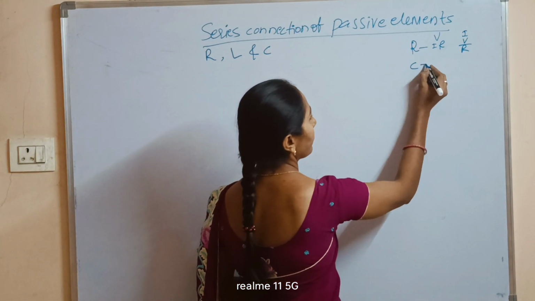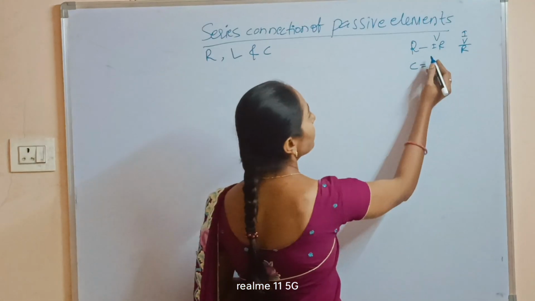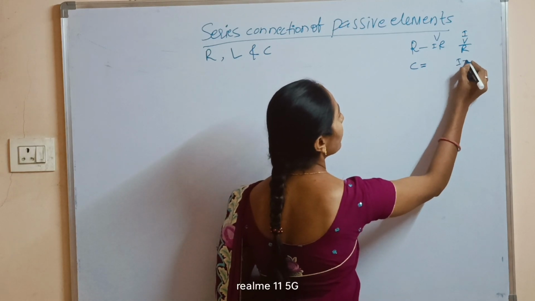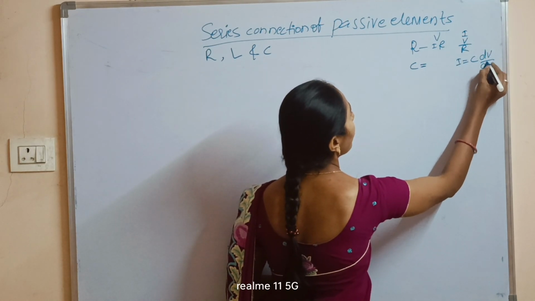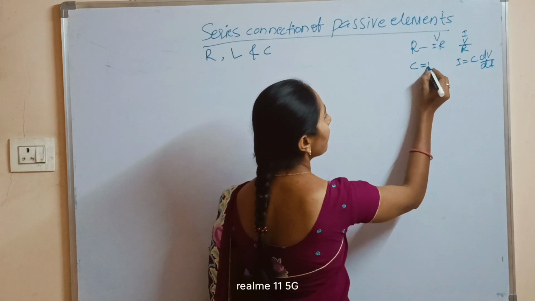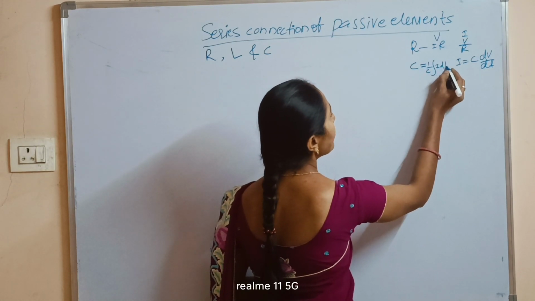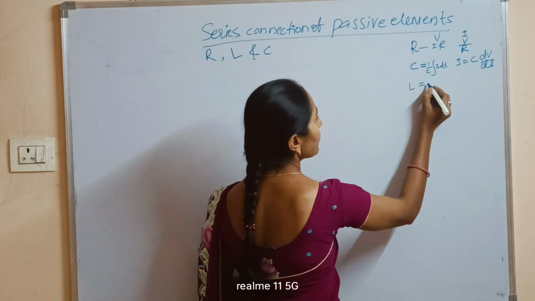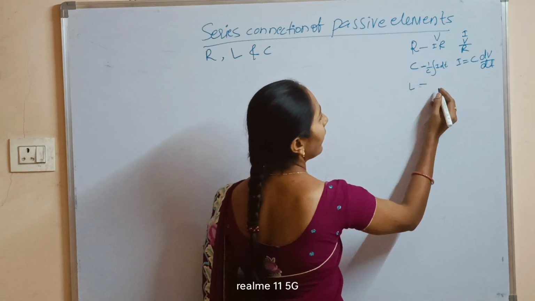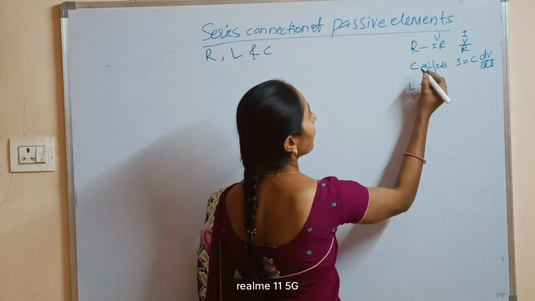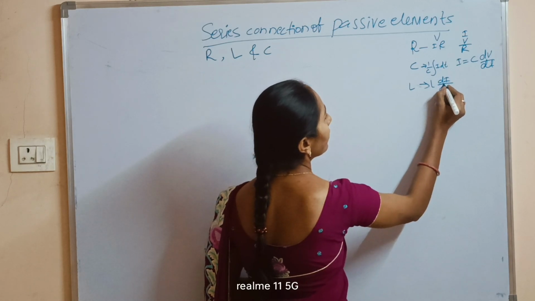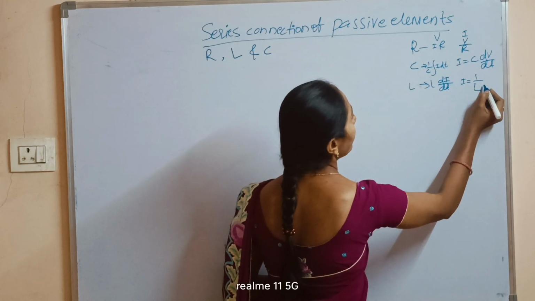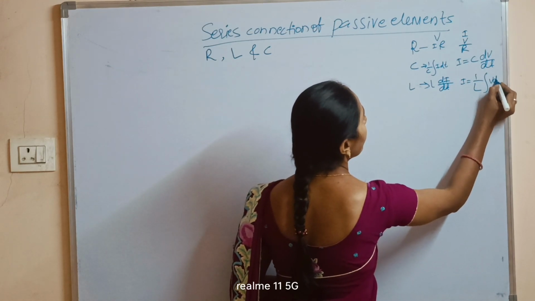Now coming to capacitor. The current through a capacitor is I equals C into dV by dt. The voltage is 1 by C into the integral of I dt. Now inductor. For an inductor, V equals L into di by dt. The current expression is I equals 1 by L into the integral of V dt.